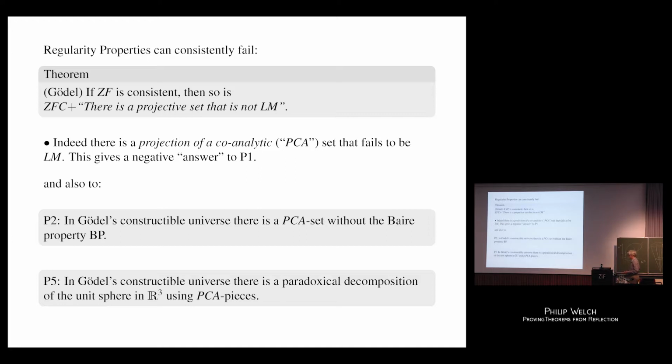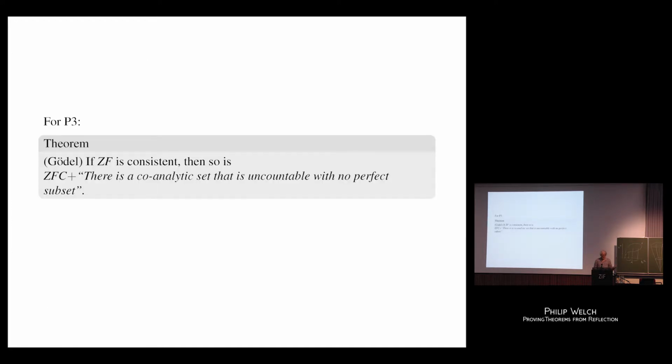And it shows, yes, there's a paradoxical decomposition of the sphere, Banach-Tarski paradoxical decomposition, again using PCA pieces in here. And likewise, again, inside this constructible universe, there's actually just a co-analytic set, a complement of an analytic set. It's uncountable, but it doesn't have any perfect subset in there.